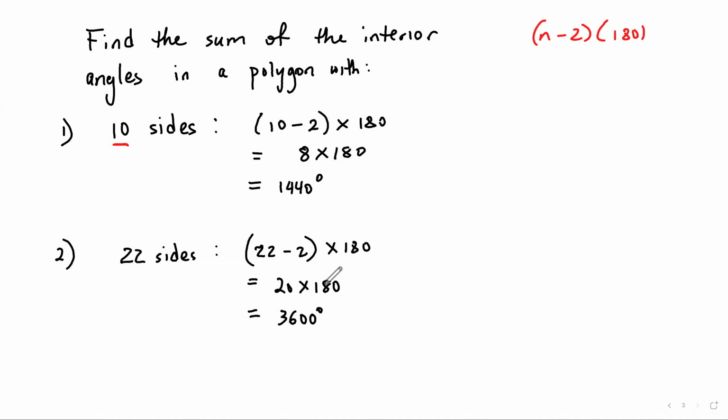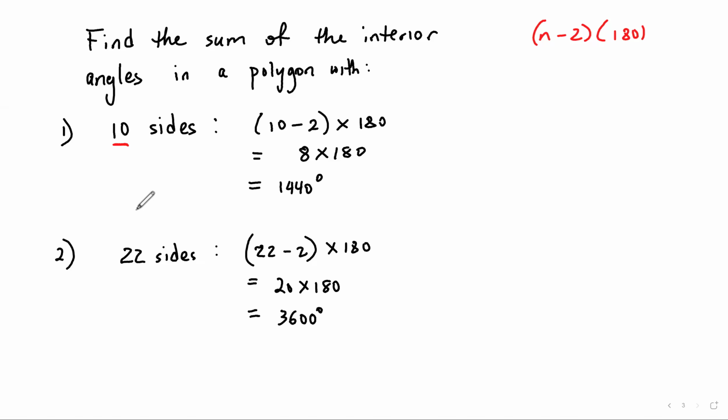And again, if it was a regular polygon, then you would say 3,600 divided by 22, which will give you 163.64 degrees to 2 decimal places, since if it's regular, all the 22 angles will be equal. And guys, the number of sides will be equal to the number of angles, right?